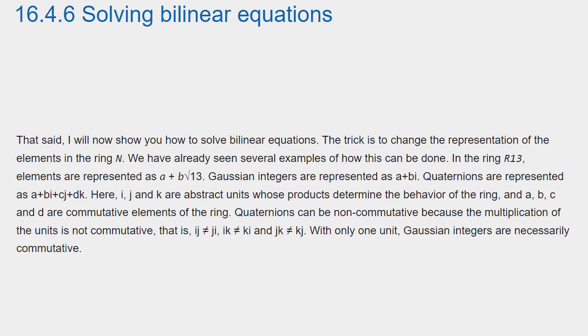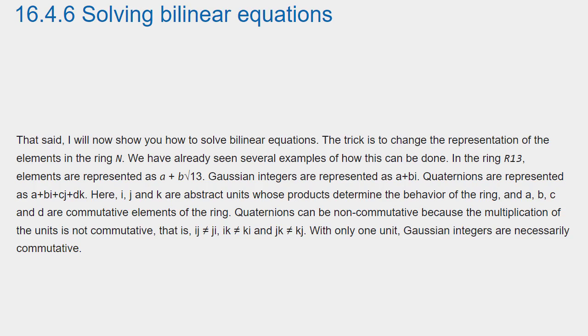In the ring R13, elements are represented as a plus b square root 13. Gaussian integers are represented as a plus bi. Quaternions are represented as a plus bi plus cj plus dk. Here, i, j and k are abstract units whose products determine the behavior of the ring, and a, b, c and d are commutative elements of the ring.